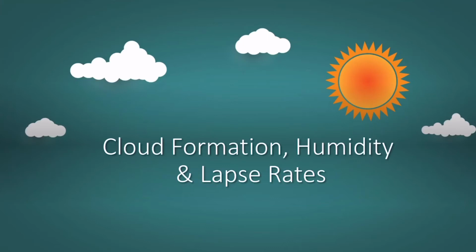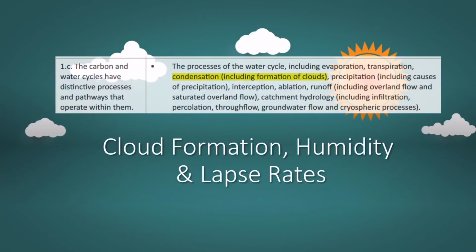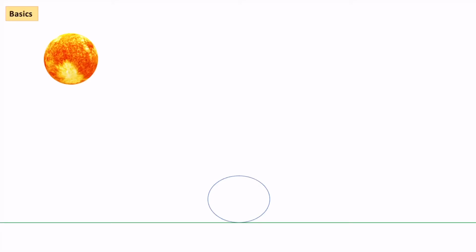In today's lesson, we're going to look at cloud formation and how humidity and lapse rates affect cloud formation. This is part of the OCR A-level spec where you need to know about processes in the water cycle, but specifically formation of clouds. I'm going to go through some basics about atmospheric pressure and what happens to air before we go into the main stuff.